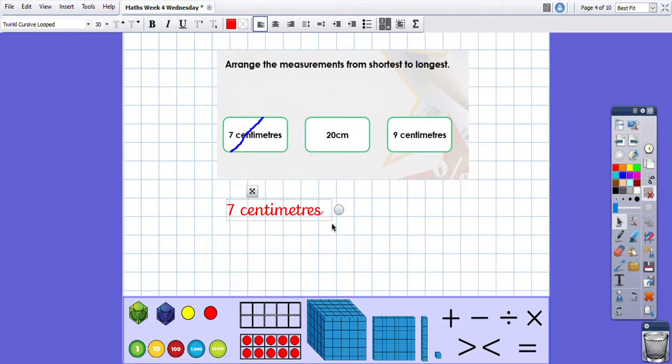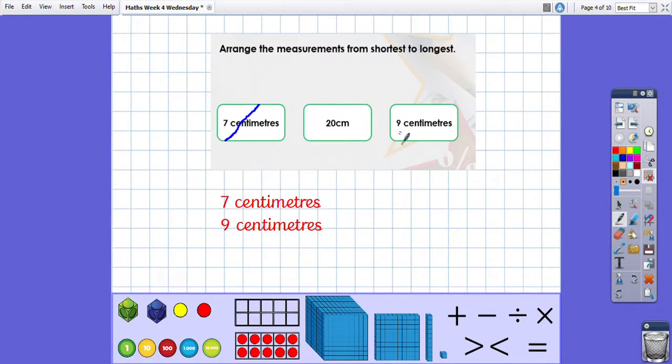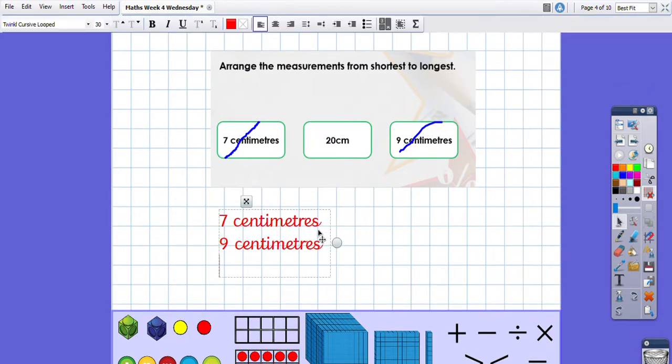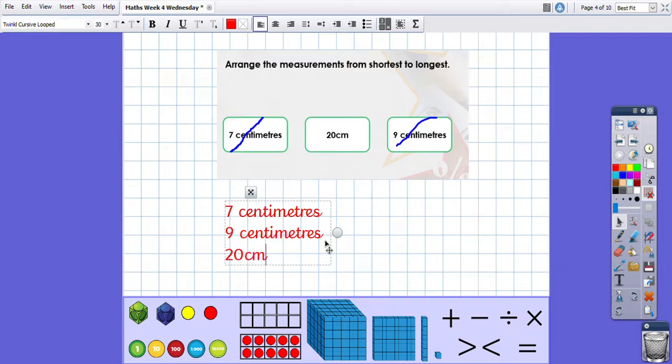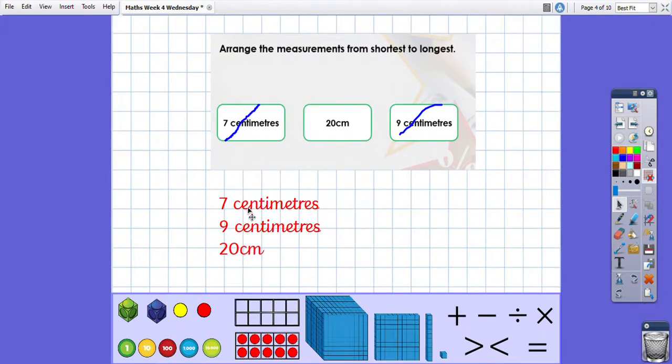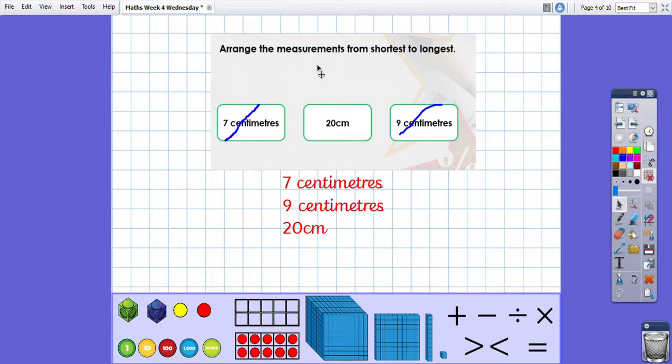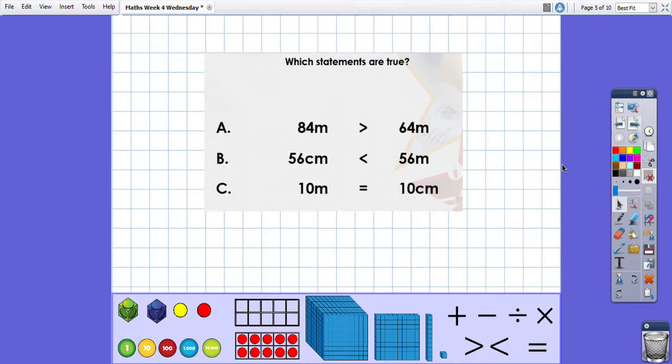Then what is next? 20 centimetres or 9? 9 is smaller than 20. So it's 9 centimetres. And then I like to cross it out. And then, oh dear, 20 centimetres is last. There are the measurements shortest to longest.